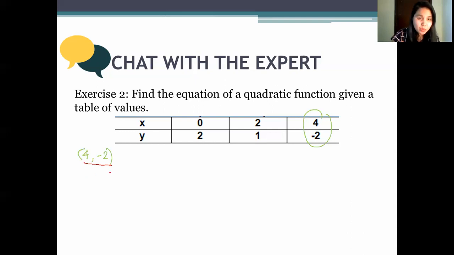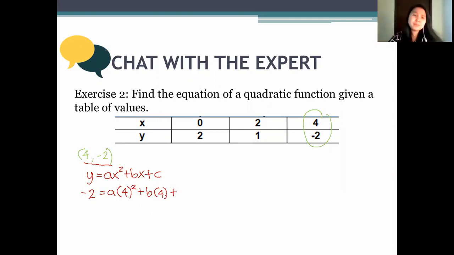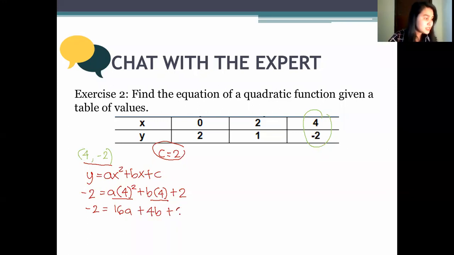So we have Y equals AX squared plus BX plus C. Our Y is negative 2. Then our X is 4. So 4 squared plus B times 4 plus, I'm sorry. Remember, what's the value of our C in equation 1? Our C is 2. So we have negative 2 equals 16A plus 4B plus 2.